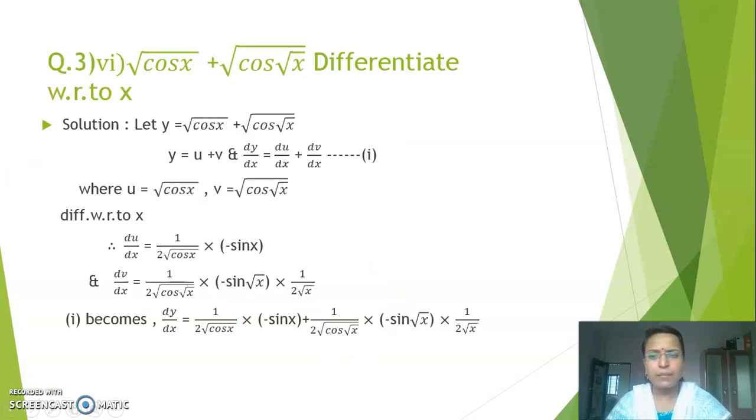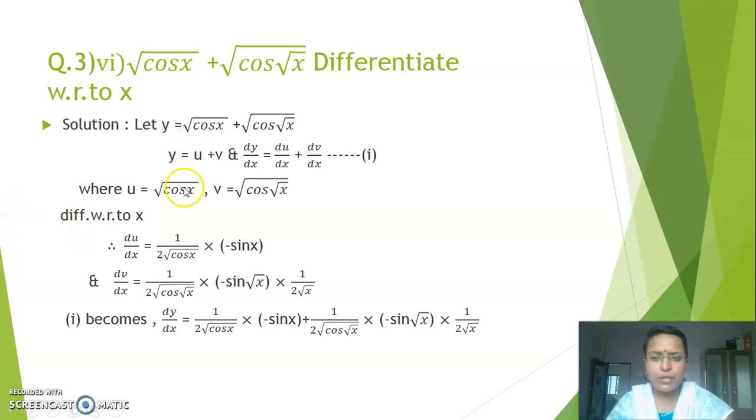We get another example here. Square root of cos x plus square root of cos of square root of x, differentiate with respect to x. Observe that square root of cos x is one composite function and square root of cos of root x is another composite function, and therefore we can find their derivatives separately. Consider u equal to the first composite function and v equal to the second composite function, then find their derivatives, add them, and find dy by dx.